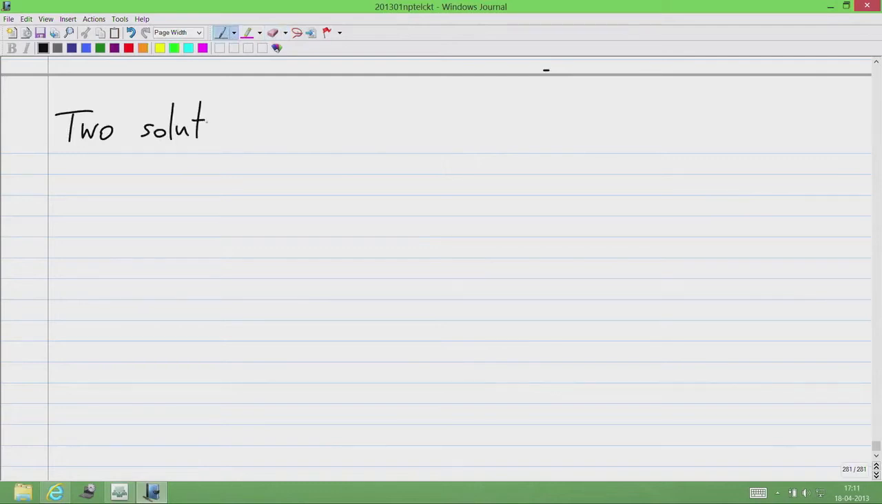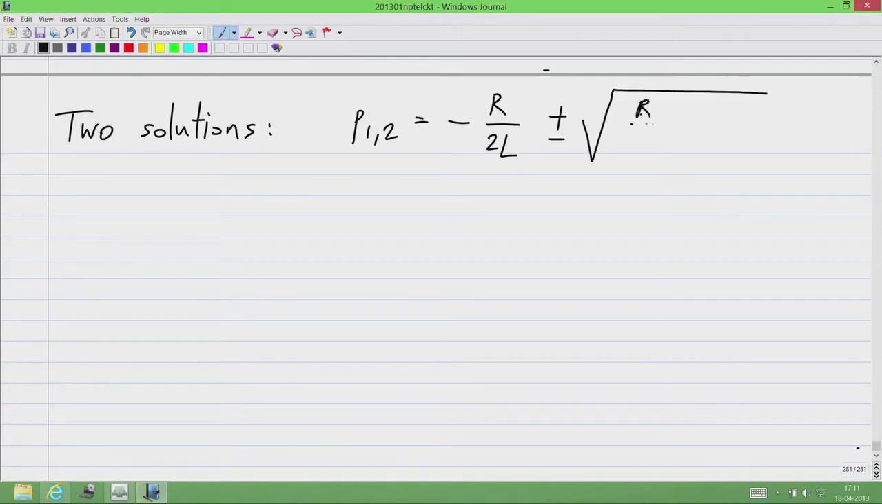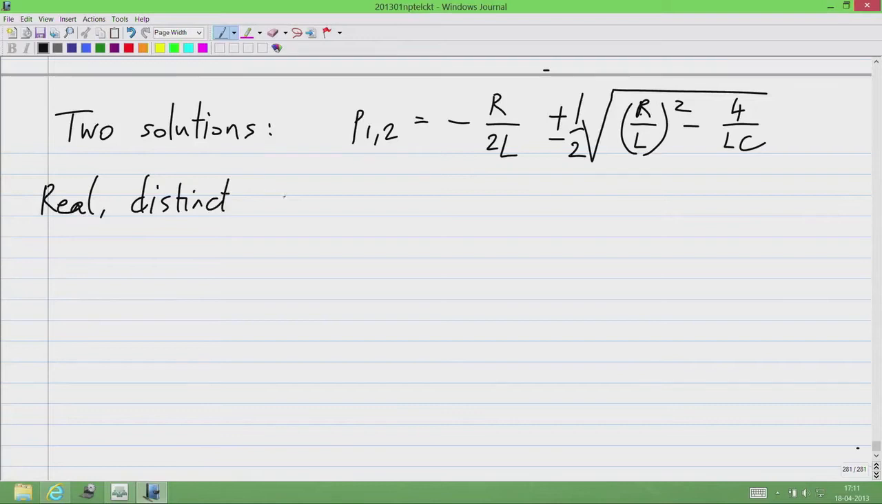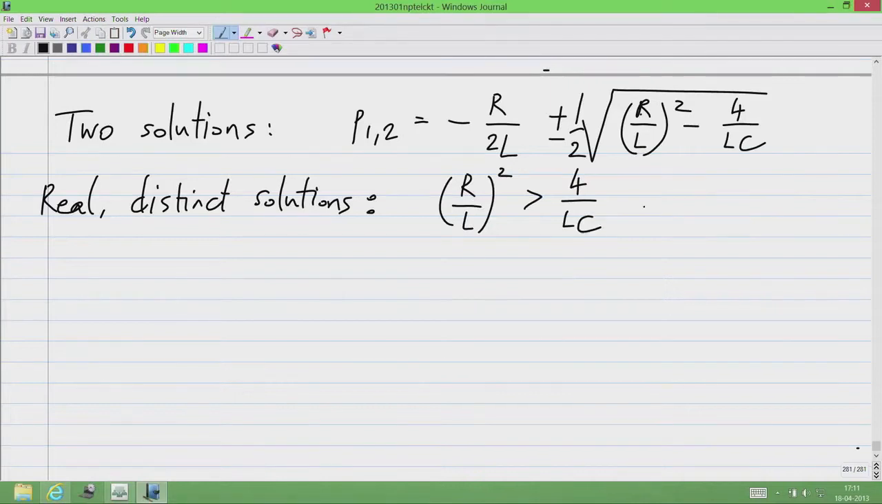In summary, there are two solutions to P, P1 and P2, which are minus R by 2L plus or minus, that is the meaning of this symbol, 1 by 2 square root of (R by L) square minus 4 by LC. Now, we will have real distinct solutions if (R by L) square is more than 4 by LC.